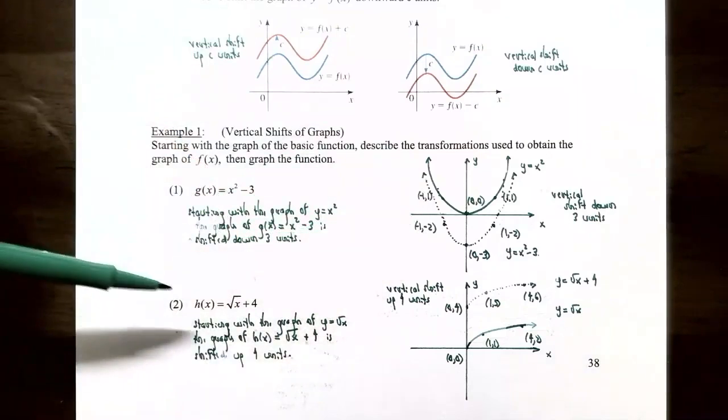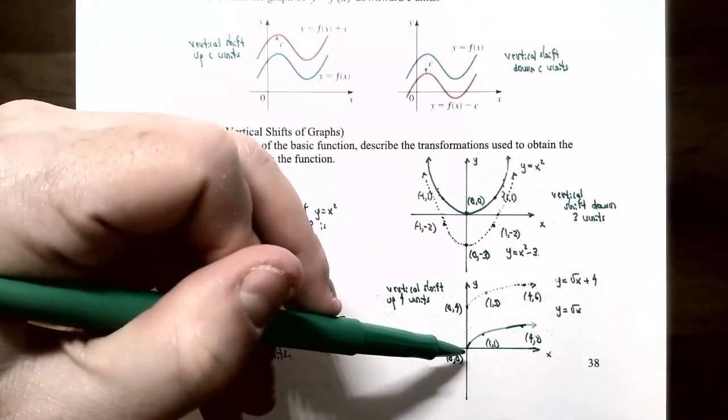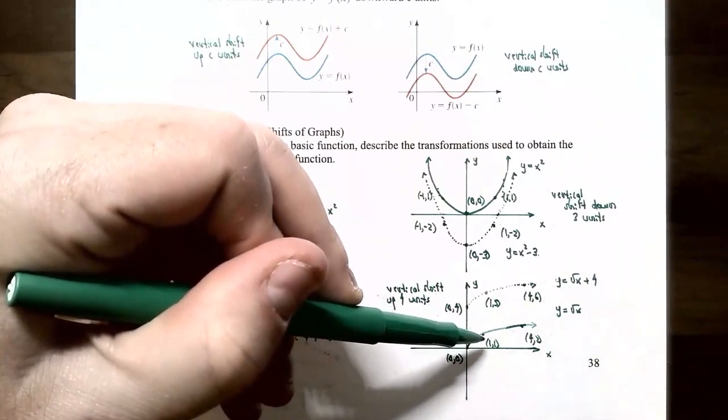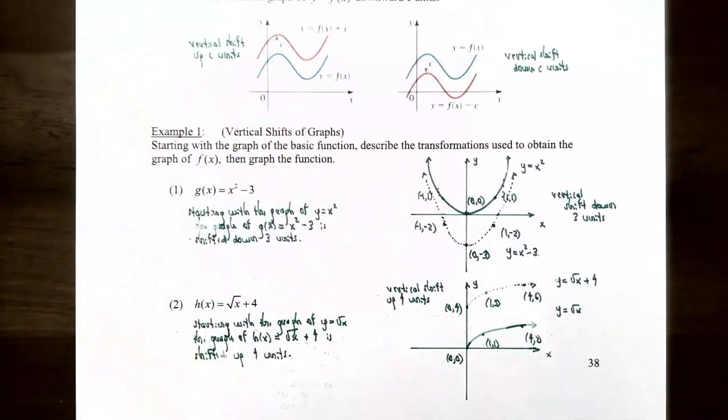Okay, number 2, h of x is equal to the square root of x plus 4. It looks like this time the basic function is y equals square root of x. That would be the graph that starts at (0, 0) and also passes through (1, 1), because the square root of 1 is 1. And it will also pass through (4, 2), because the square root of 4 is 2.